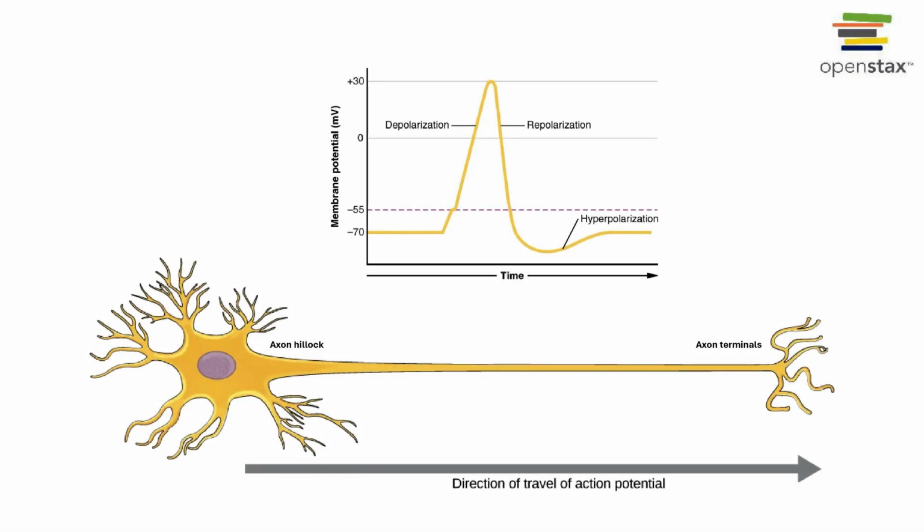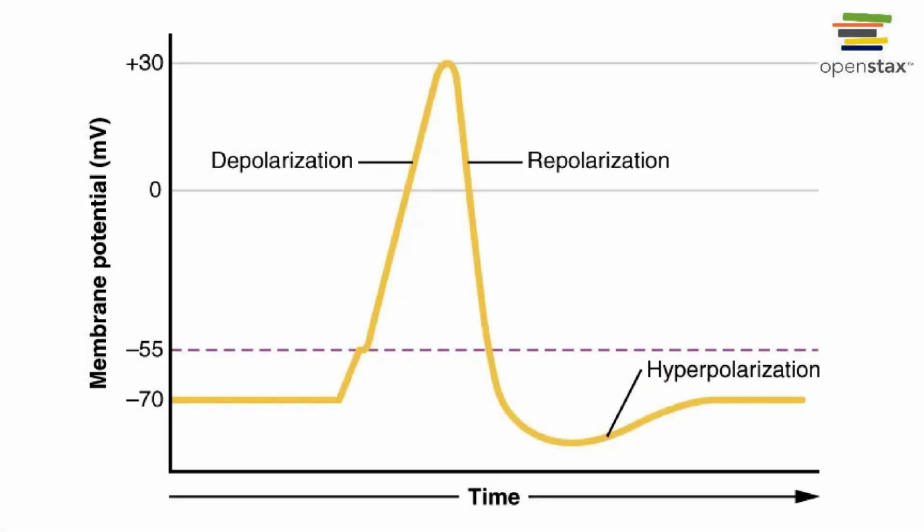The action potential is a brief reversal of the membrane potential that travels down the entire length of the axon from the axon hillock to the axon terminals. Depolarization, repolarization, and hyperpolarization are changes in the membrane potential that occur during the action potential. Depolarization is when the membrane potential increases, becoming less negative than the resting membrane potential. Repolarization is when the membrane potential returns to the resting potential. Hyperpolarization is when the membrane potential becomes more negative than the resting potential.